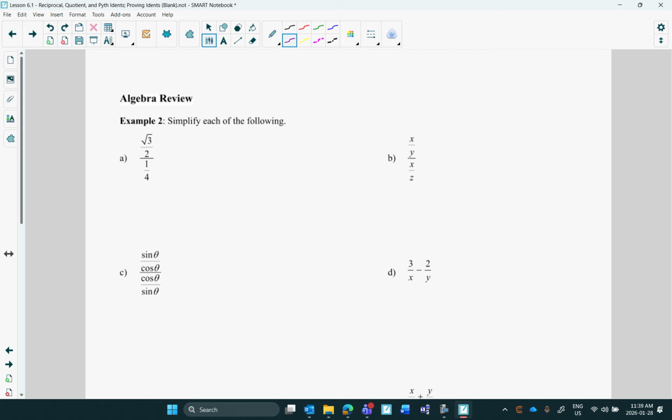Okay, so this is just kind of a review. I'm going to give you a couple of algebra questions. Okay, and then we're going to throw some trig in there with the same kind of questions. So, well, here we've got numbers. We should be already familiar with how to do this. All we do is change it to multiplication by inverting the second fraction. 4 and 2 cancel down to 2 and 1. And I get 2 root 3.